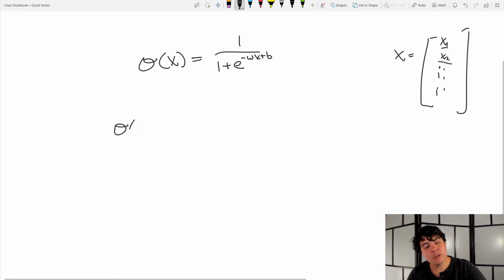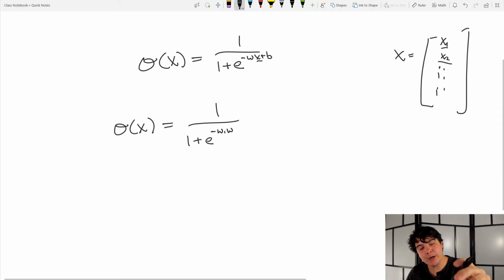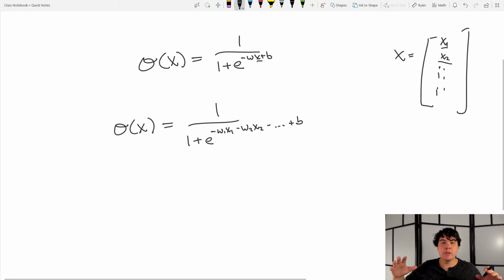The way that we do this is, instead of using a single x, we have a weight for every x, and we put them all together. So we have minus w1 x1 minus w2 x2 minus dot dot dot plus b. So we have a weight that we associate with every x, and we add them all together, we add this bias to it, and that is our scalar output.